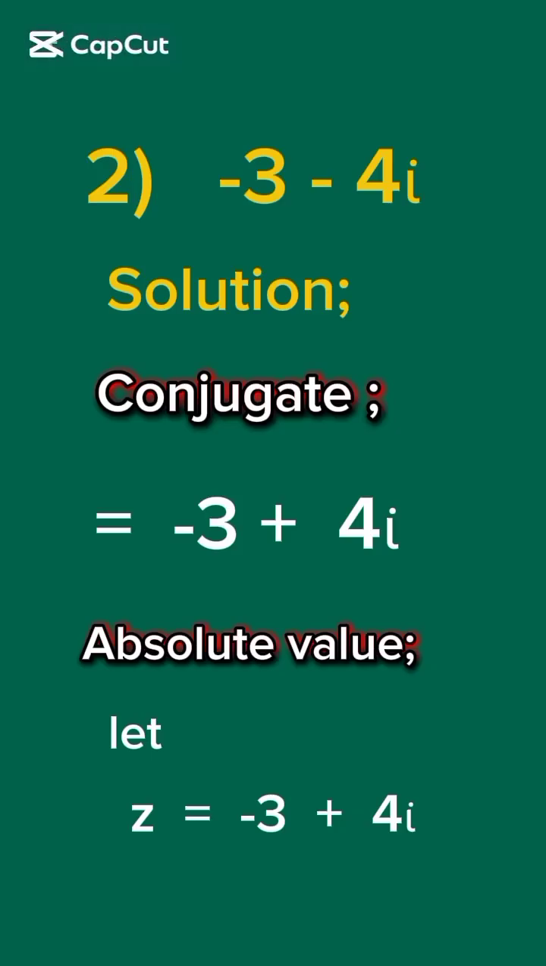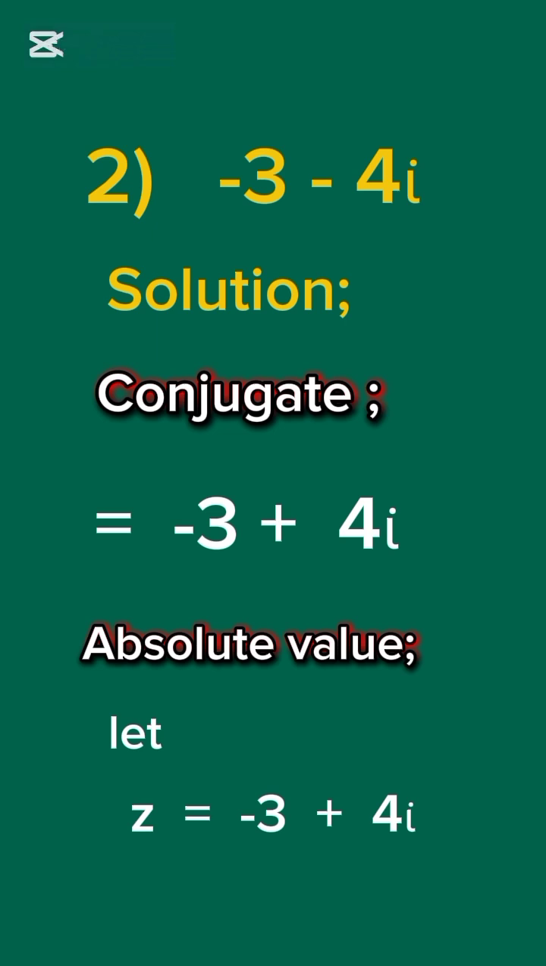The second question is -3 minus 4 iota. Now we have to find conjugate and absolute value. First, conjugate. To find the conjugate, we just change the sign of the imaginary part. So -4 iota becomes +4 iota. Therefore, the conjugate is -3 plus 4 iota.